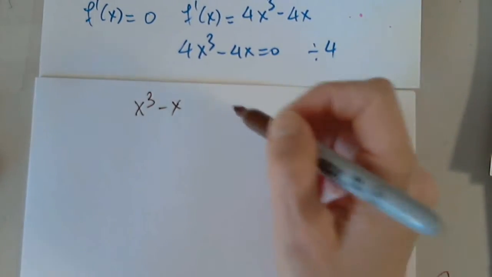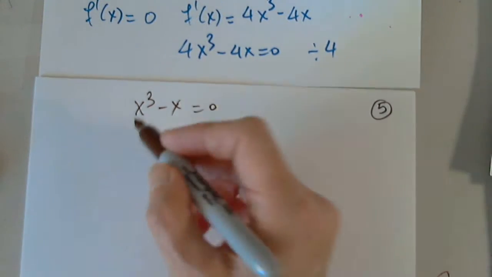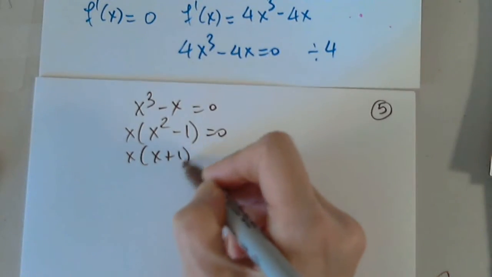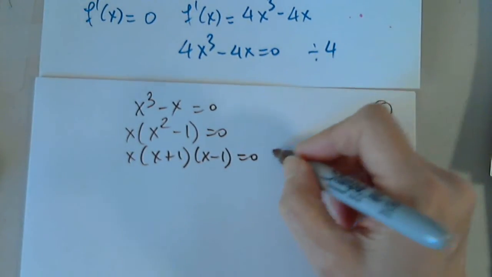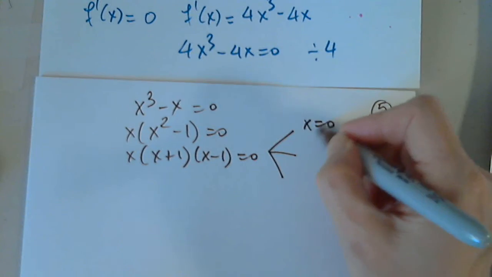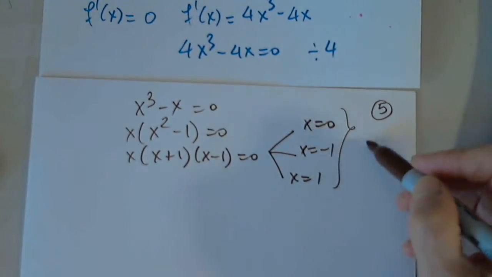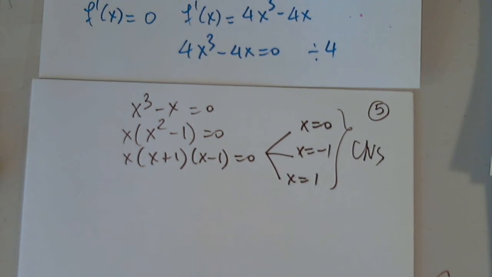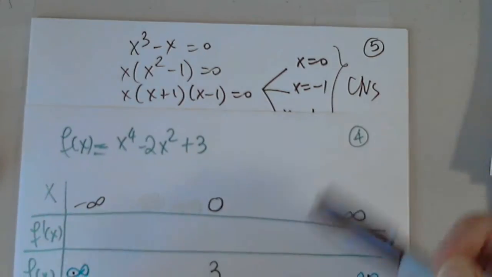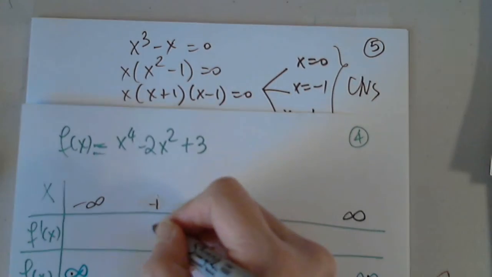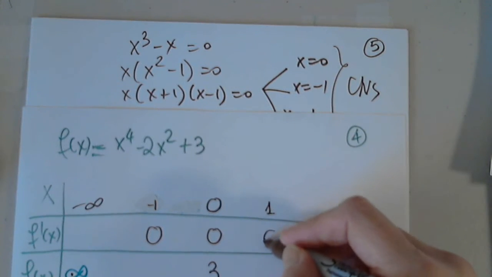So x cubed minus x equals 0. I factor out x, and then I have x squared minus 1. And then x, and x plus 1, x minus 1. So there are three options. x equals 0, x equals -1, and x equals 1. These are all critical numbers. I go back to the table and put them in. Where do I put them in? Correctly, 0 here, -1, 0 here, 1, 0 here.